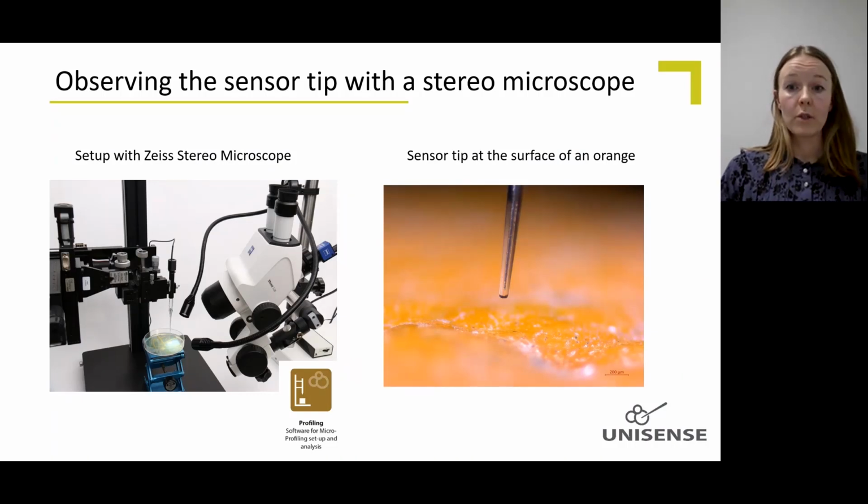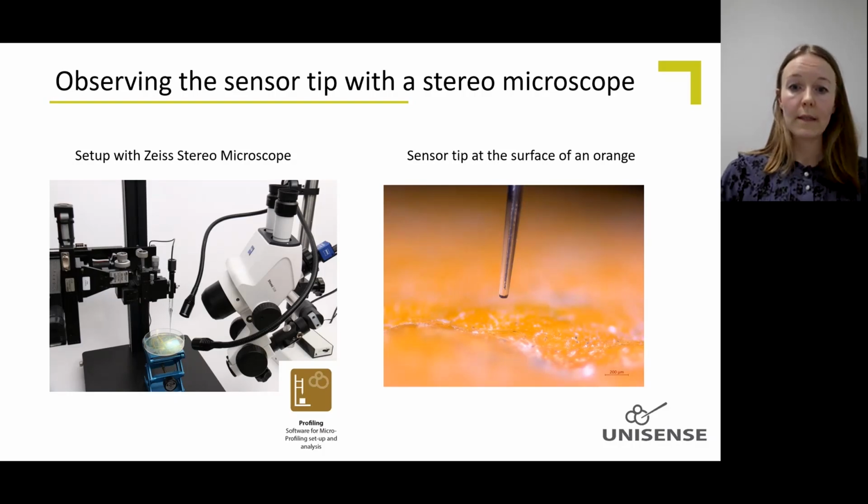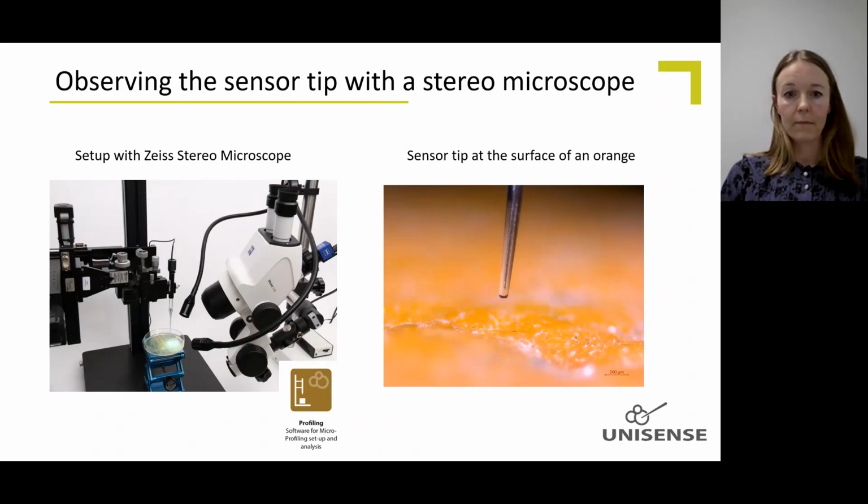Okay, it can be a good idea to visualize the sensor tip on your sample, and we sell this side stereo microscope that is optimized for microsensor use. And this will allow you to very precisely position the sensor on the desired spot on your sample. The microscope integrates with our software, and you can take pictures at different depths, and the pictures will then be saved together with the depth position of the sensor and the sensor measurement. The picture to the right here shows a sensor tip taken with the microscope on a surface of an orange.